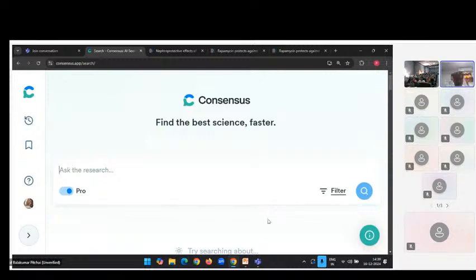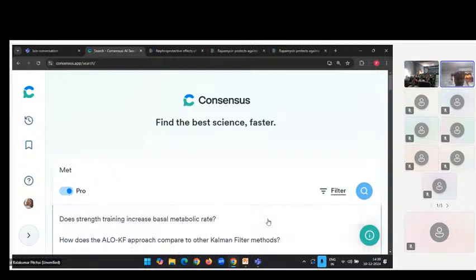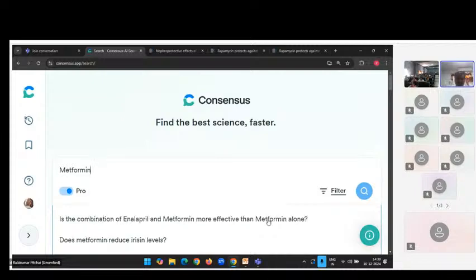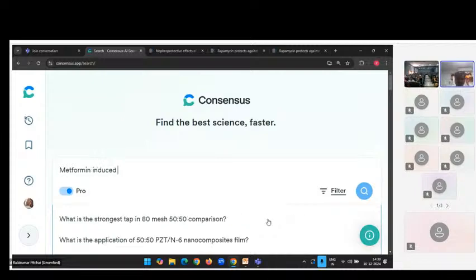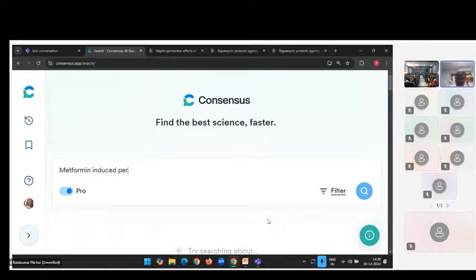Now, let me open some topic. Metformin induced peripheral neuropathy. Normally, metformin is an anti-diabetic agent, and diabetic people might develop neuropathy. Metformin is taken by type 2 diabetic people. So diabetes itself can already cause neuropathy. Now metformin, side by side, also causes neuropathy.